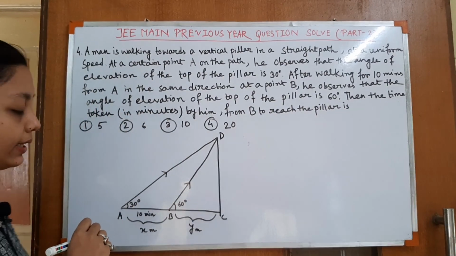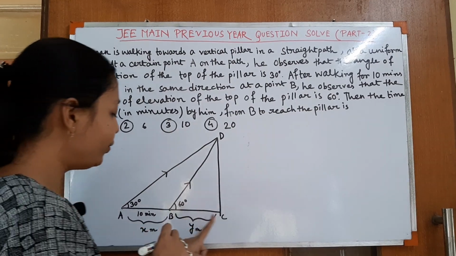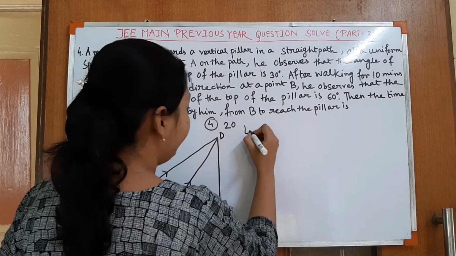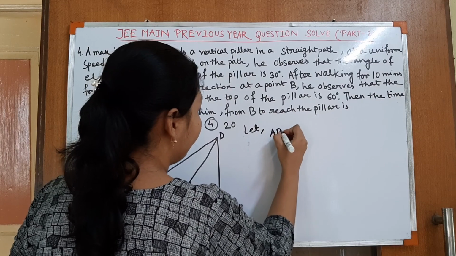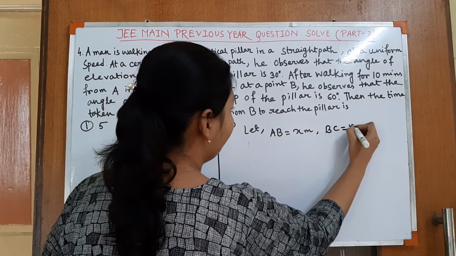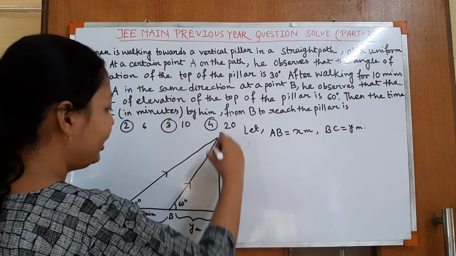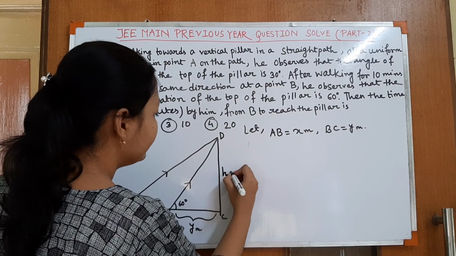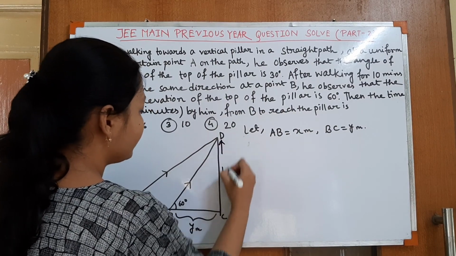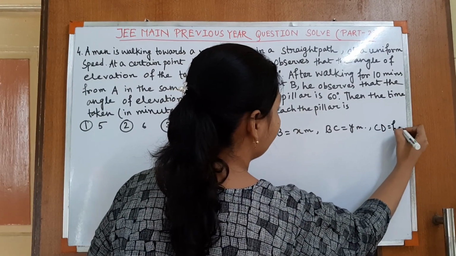Let us take the distance between A and B as x meters and from B to C as y meters. Let AB equal x meters, BC equal y meters, okay. And let the height of the vertical pillar be h meters. So we take CD equal to h meters.